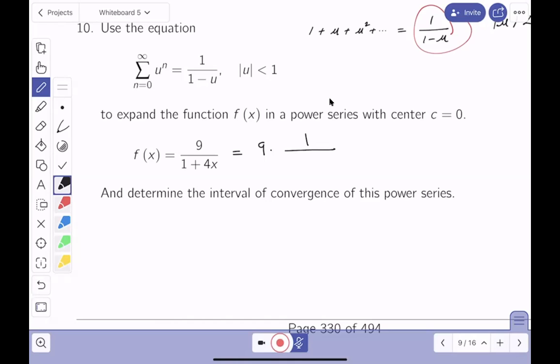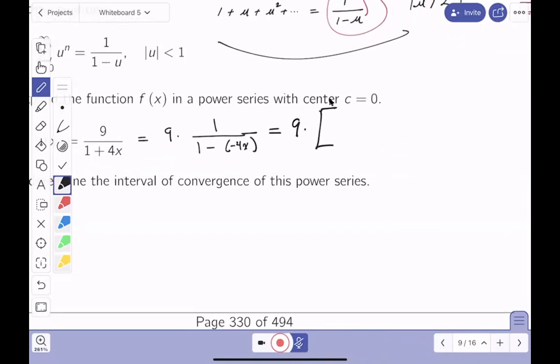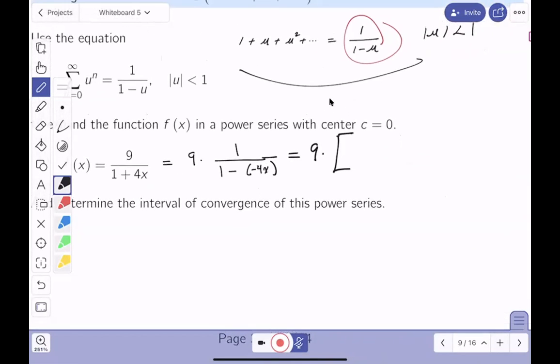Well, I got that part. And then I'm going to write down 1 minus... all right, let's write this down now. It's going to be 9 times. I'm using this formula up here to write this over again. So what's going to be? It's going to be 1 plus minus 4x to the first power plus minus 4x to the second power plus yada, yada, yada.